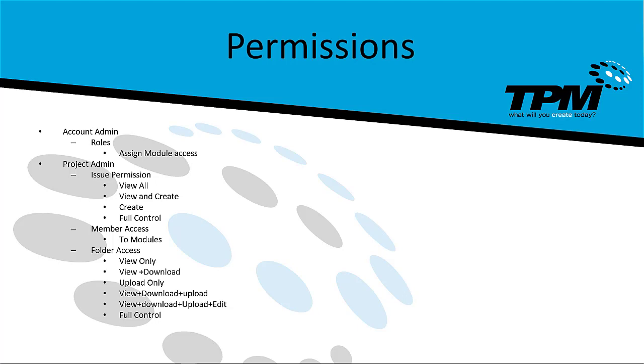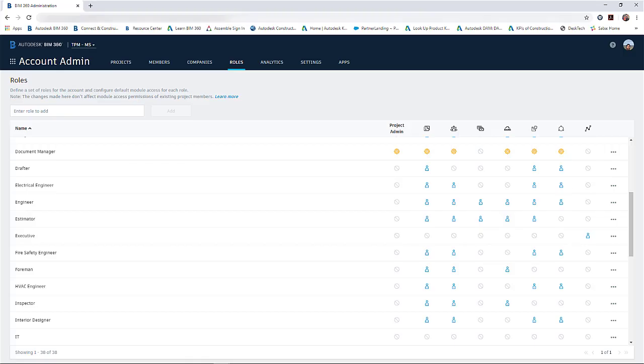Projects begin on an account admin level. And it's important to note that while permissions can be assigned at company, user, and role levels, establishing a good role-based permission structure will make project templating much easier.